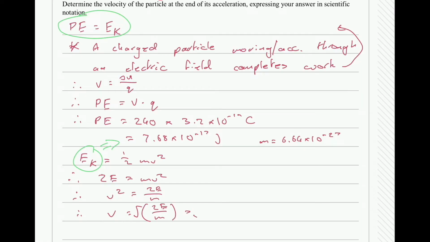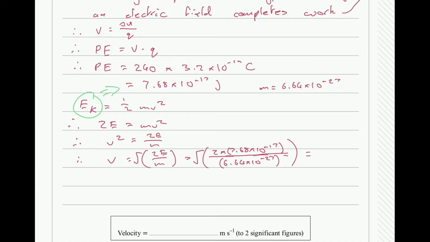And that's going to be equal to the square root of 2 times our energy, which is 7.68 times 10 to the negative 17, all divided by the mass of our alpha particle, 6.64 times 10 to the negative 27. And that is going to be equal to, I'll do it in the next line underneath, 152,093.82 meters per second.